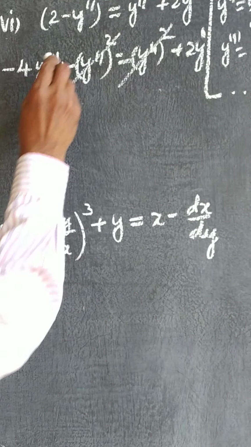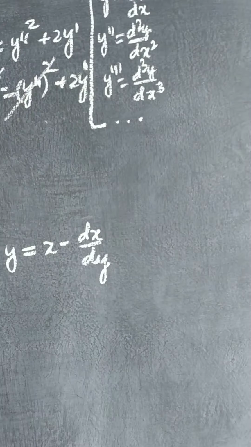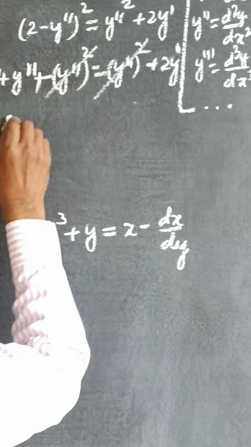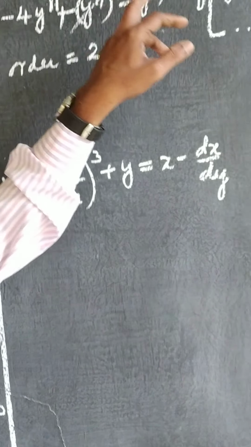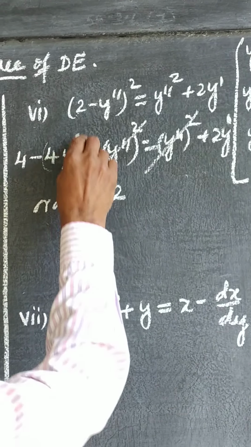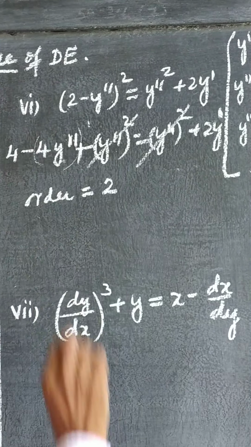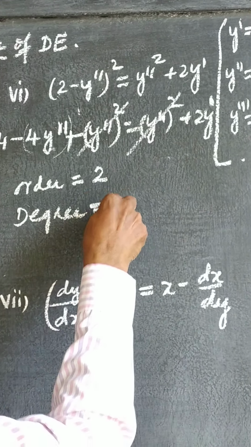Now you can see the order and degree. Y double dash means d square y by dx square. Therefore, the order is equal to 2. For that order, what will be the degree? Degree is naturally 1. So, degree is equal to 1.